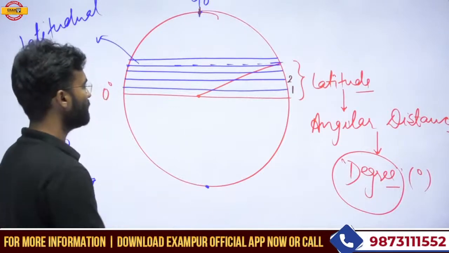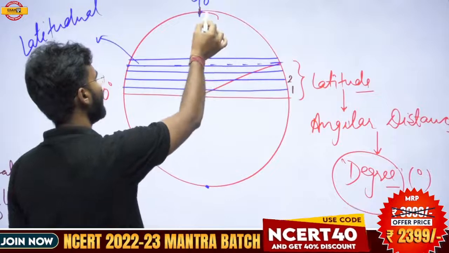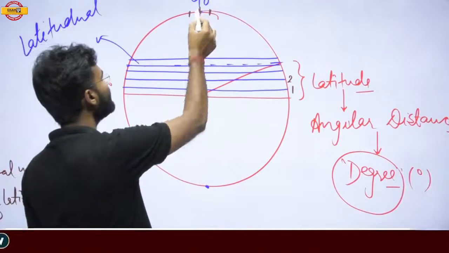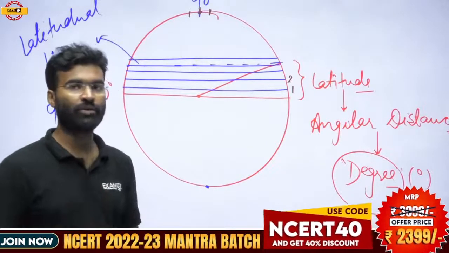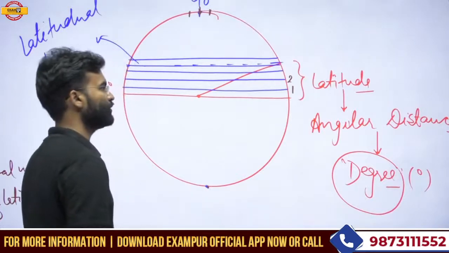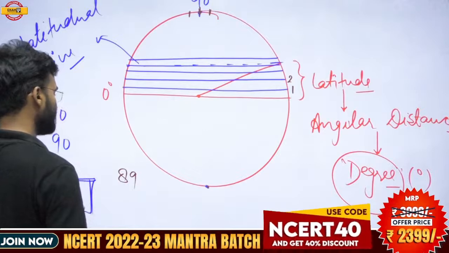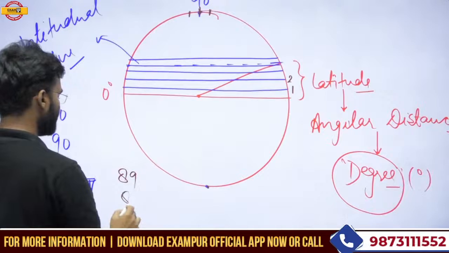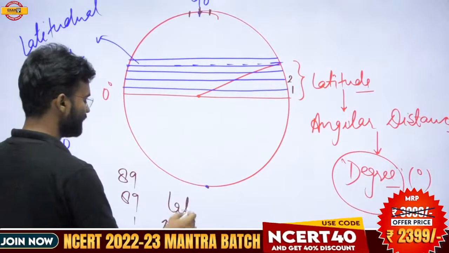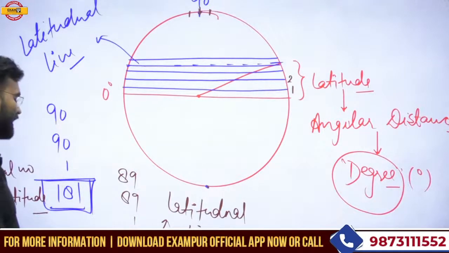Look here. If we draw a line at 1 degree of angular distance, we get the 1 degree latitude, and if we draw in this manner, till 89 degrees we will get a line. But 90 degrees is a point, because of the shape of the earth, and if it is a point you are not able to draw a line on it. So there are 89 lines in one hemisphere, 89 lines in the other hemisphere, and one line in the middle, so the total number of latitudinal lines is 179, while the total number of latitudes is 181.